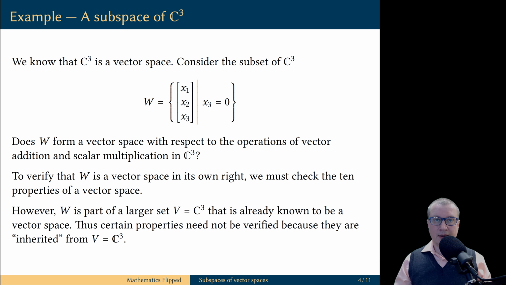10 properties. However, in this situation, we have an extra assumption, namely, this set W does not exist in a vacuum. It is a subset of what's already known to be a vector space. This tells us some information about the operations that we are going to transfer to the subset W. So maybe some properties of the vector space will automatically transfer from the ambient space C3 to the subset W.